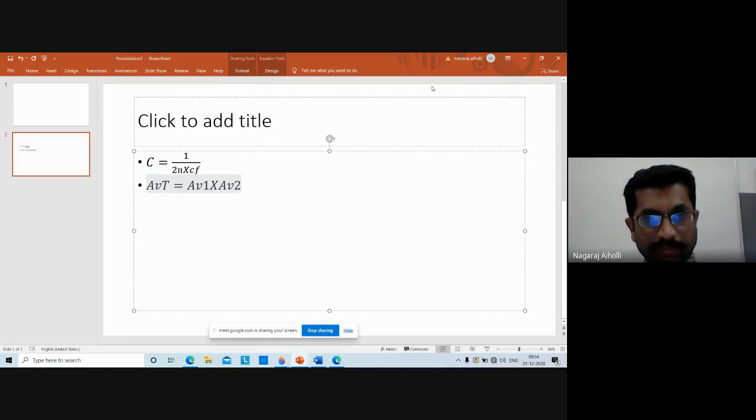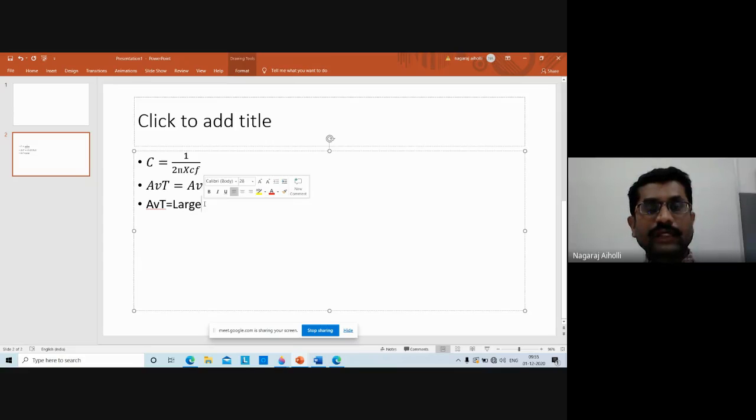Now here AV1 is less, but AV2 is a larger value, a very large value. Therefore, what will happen? The total voltage gain will be large. The total voltage gain of the cascode connection will be large. Even though AV1, that is the voltage gain of the common emitter amplifier, is less, that is compensated by the large voltage gain of the common base amplifier AV2, and hence the total voltage gain of the cascode connection is large.